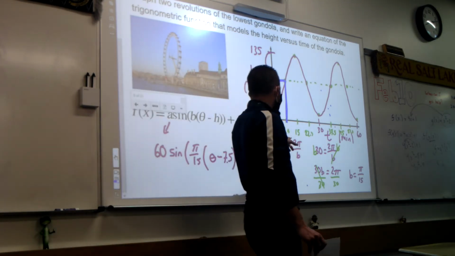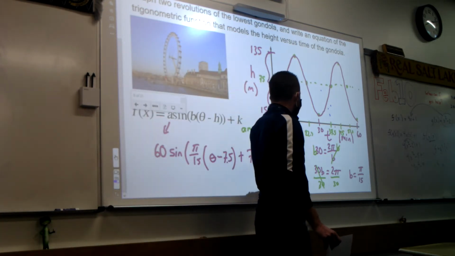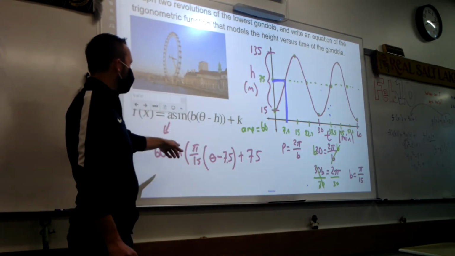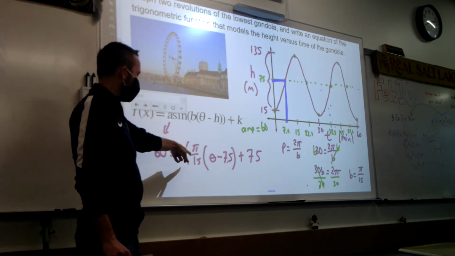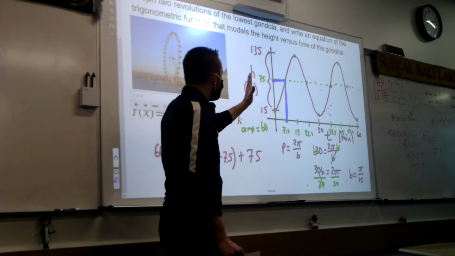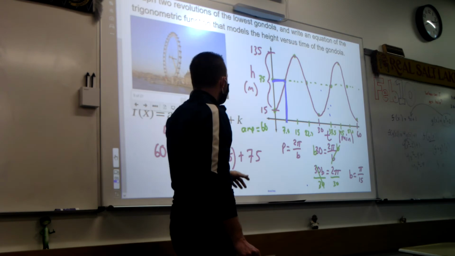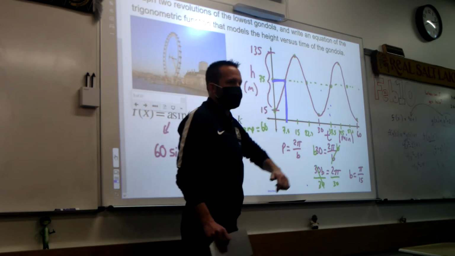What we did is we took 2 pi over b. We said the period is 30, and so we worked backwards, solved for b, and we got pi over 15. This is how we make sure the period is 30. This was just shifting it over because sine normally starts here. We wanted it to start there. And then the 75 is the midline, that's how much it got shifted up.